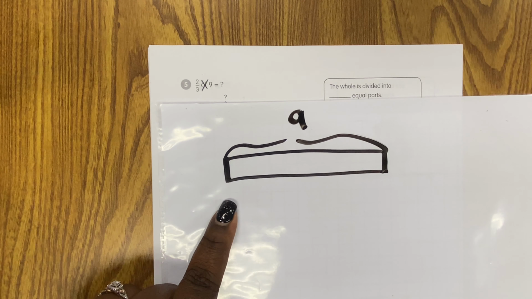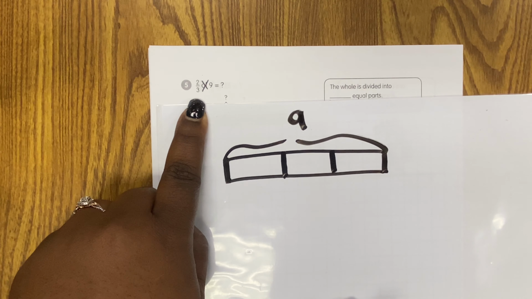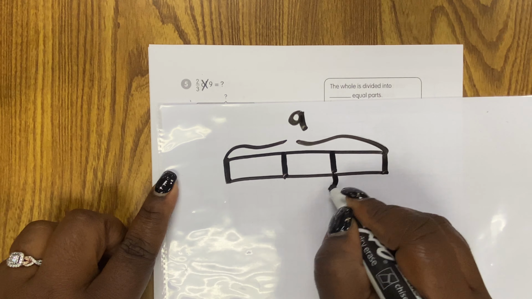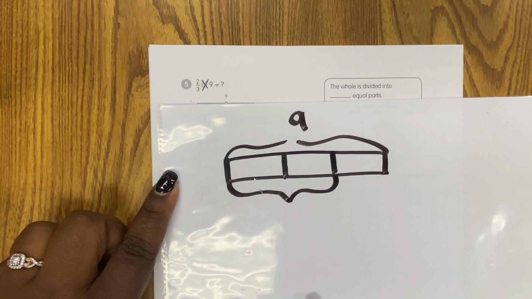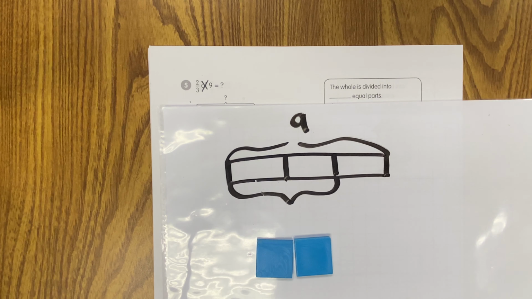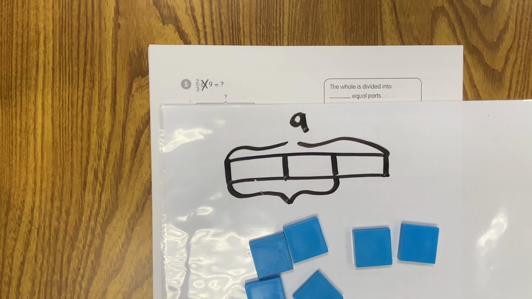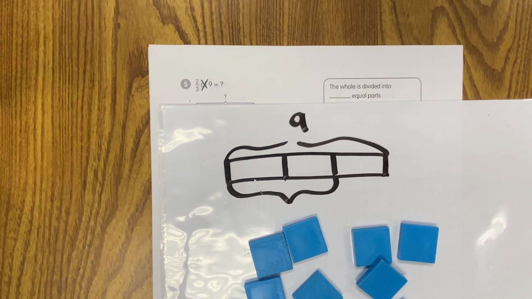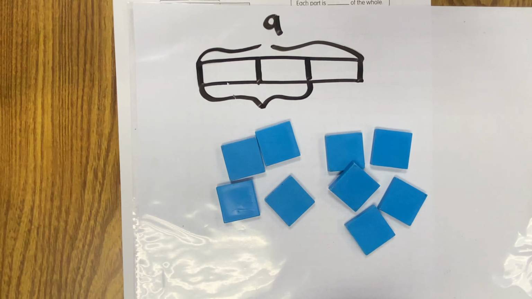So that means we need to take this total of 9, split it into 3 equal groups because that's what our denominator tells us. And we only want 2 of those 3 equal groups. Well, let's see how much goes in each group. So if I have 9 and I split it into 3 equal groups, I'm going to even pull out those tiles so we can see. 2, 4, 6, 8, and 9.